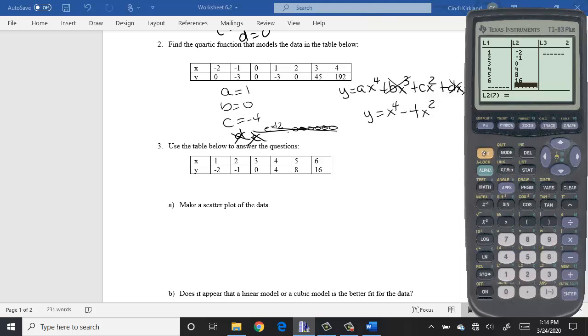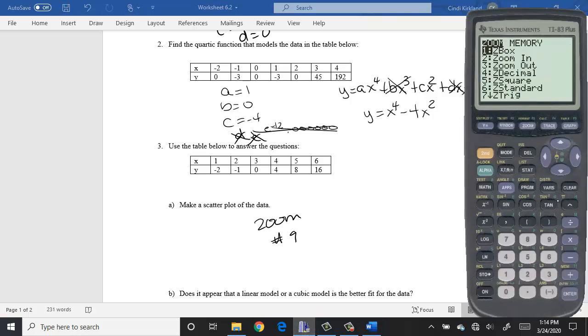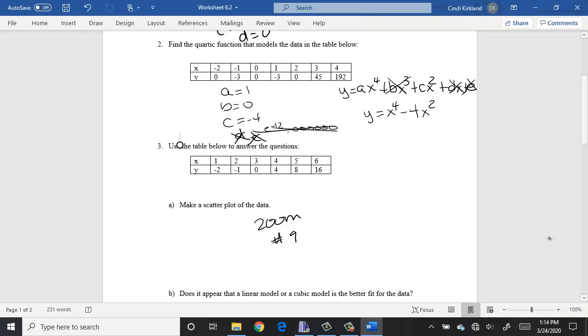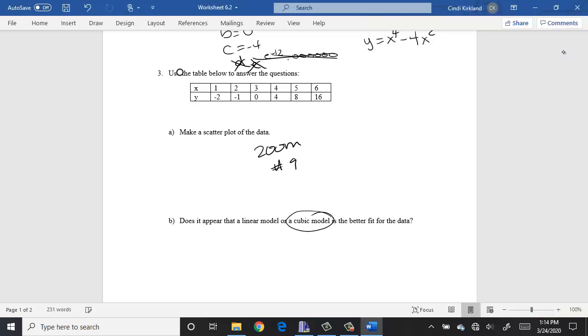Okay, so it wants us to make a scatter plot. So I'm going to make sure that my scatter plot is on. It is. So remember, I'm going to zoom 9. So when I zoom 9, there's my data. Question B says, does it appear that a linear model or a cubic model is a better fit for this data? Well, I would say because it's got that curve and it's not a straight line, it's probably going to be better represented by a cubic model.